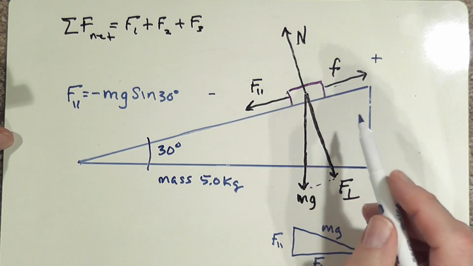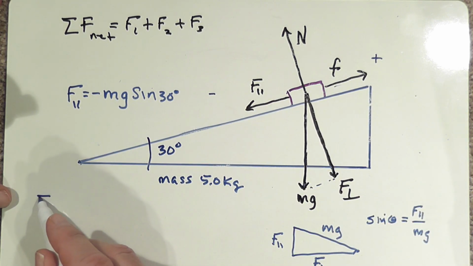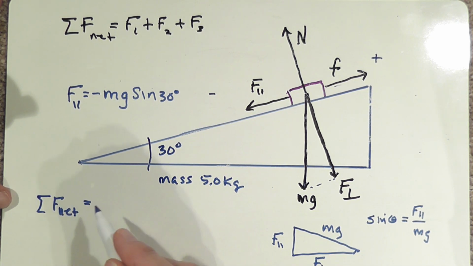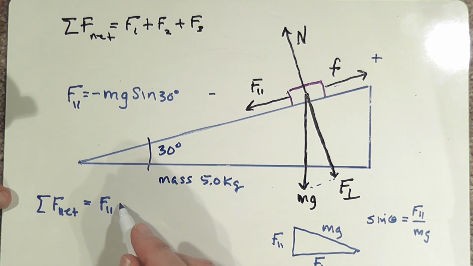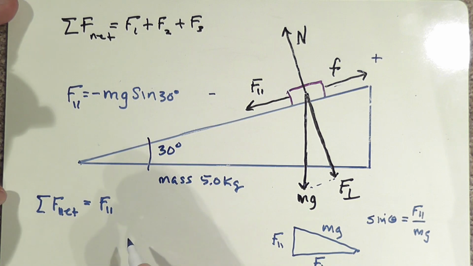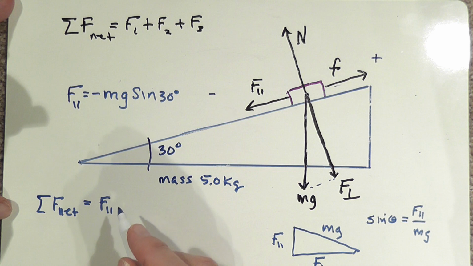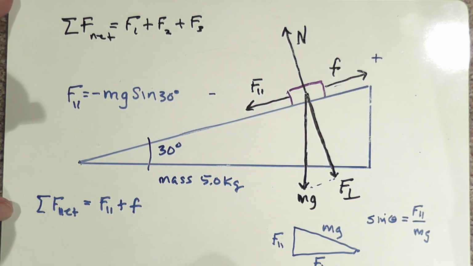Now, of all the forces that are acting on this, we can say that our net force without friction is just equal to the parallel force. With friction, it's going to be equal to the parallel force and the force of friction. In this case, we would just put that there, and we'd be putting kinetic friction there. So now we just need to solve the problem.